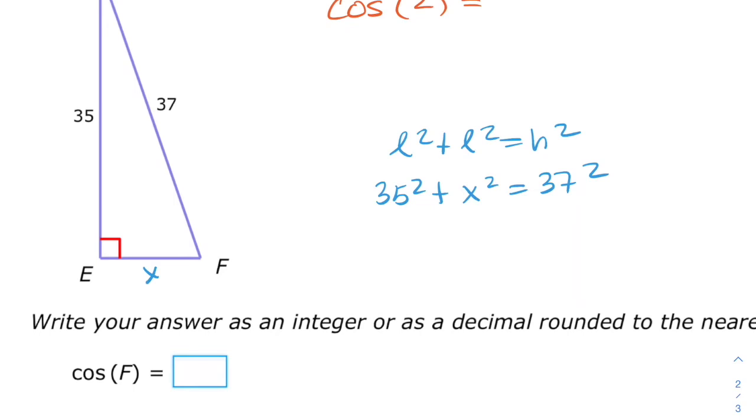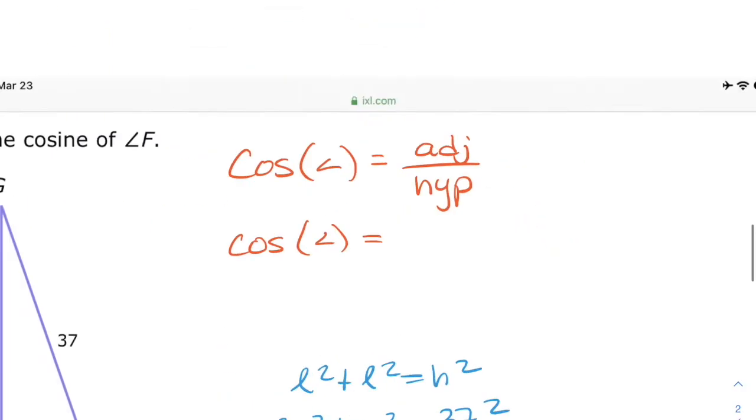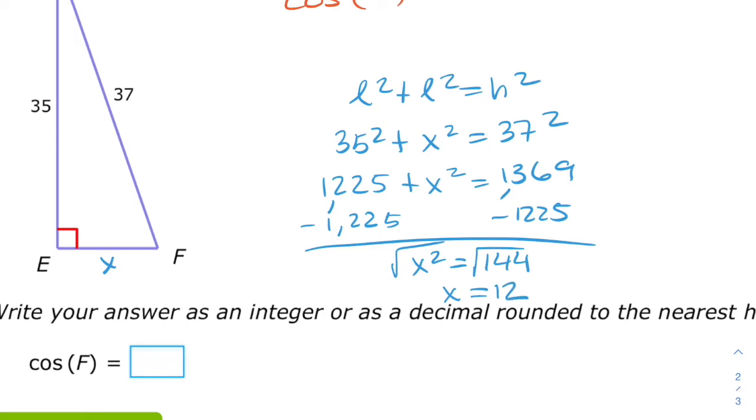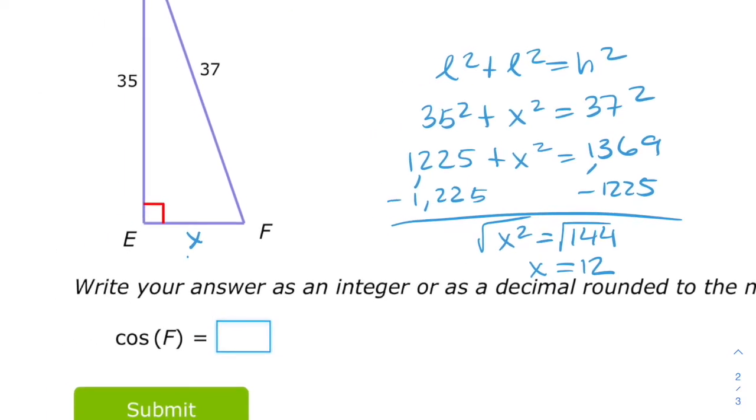And I do 35 times 35. I get 1225. And I'm going to do 37 times 37, which is 1369. And I'm going to take away 1225. So I get x squared equals 144, and this should stand out to you. You guys know what the square root of 144 is. It's 12. So this missing piece here is 12.